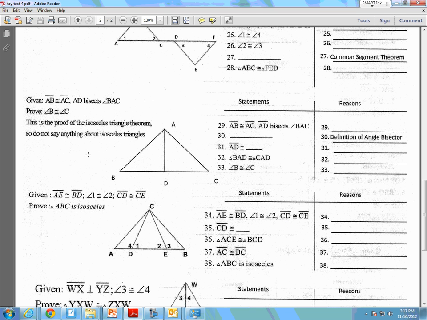Looking at this question here, we're given that AB is congruent to AC and AD bisects angle BAC. So that's your given.